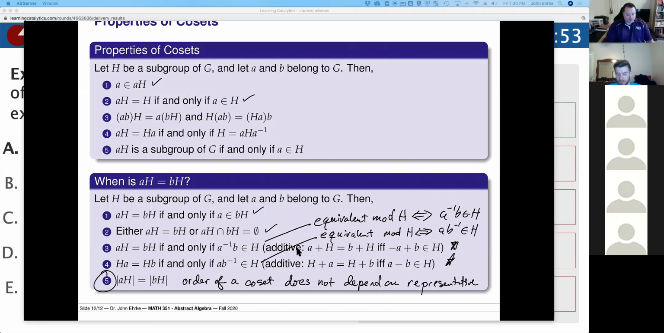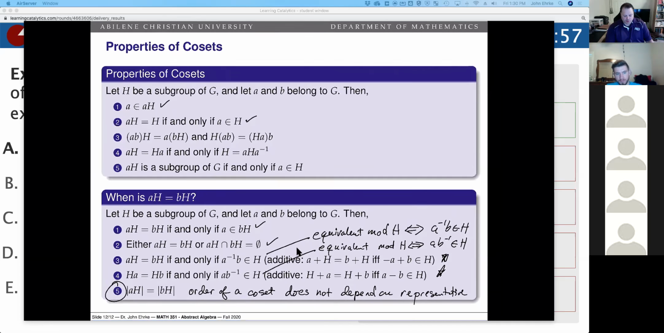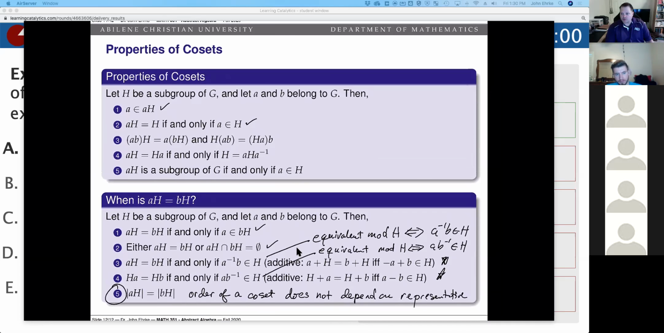So these are the properties of cosets. I would refer to this page when you're doing some of the proofs involving manipulating things from cosets, because these are the properties you know you're allowed to use. One of the big ones that we set at the outset: the only way a coset is a subgroup is if its representative is in the subgroup to begin with.